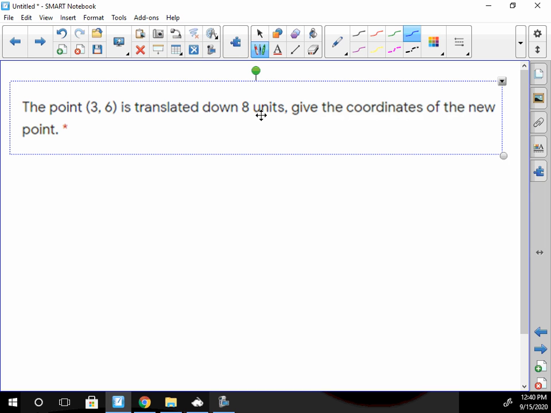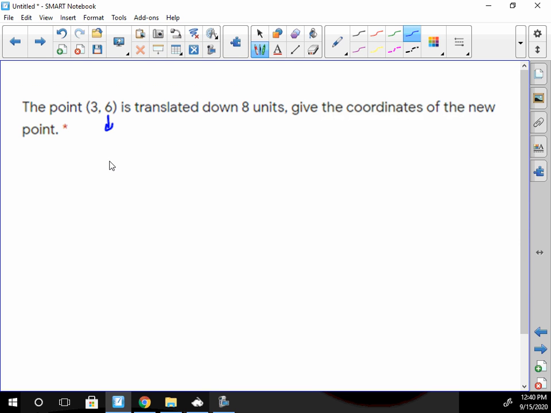Point (3,6) is translated down 8 units. So my y is changing because it's down. 6 minus 8, because of the direction going down, gives me negative 2. My answer is (3,-2). 6 minus 8 is negative 2.